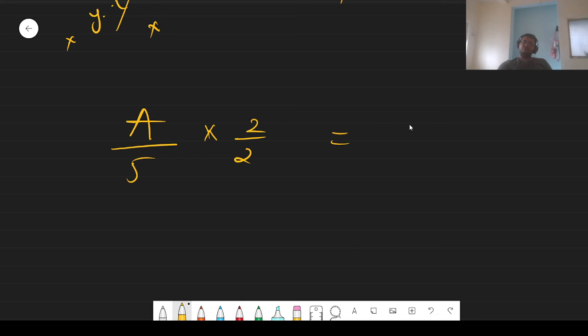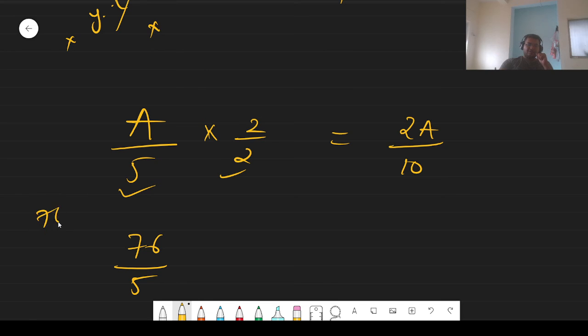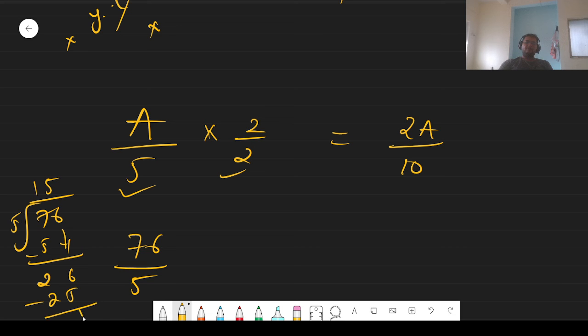Now it will become 2a by 10, because 5 into 2 is 10. Now it is very simple to divide any number by 10, right? Let's say I give the example 76 divided by 5. You won't calculate like this: 76 divided by 5, 5 ones are 5, then 2 will remain. If I subtract 5 from 7, I can bring down this 6, then 5 fives are 25, and it will become 1.